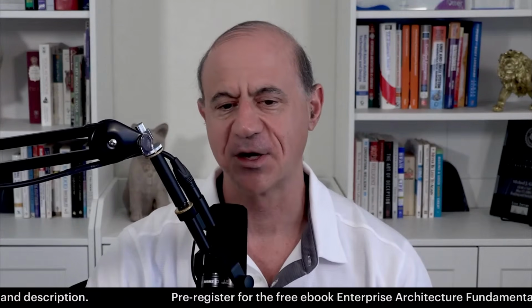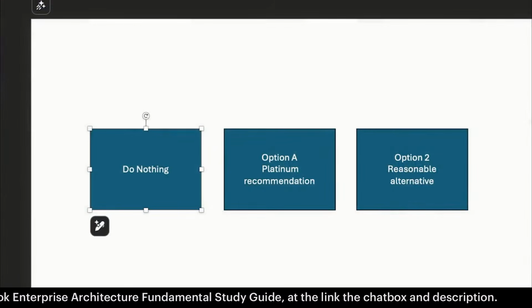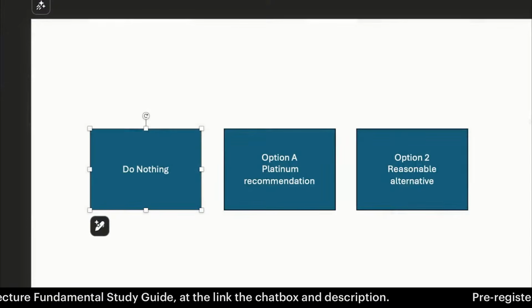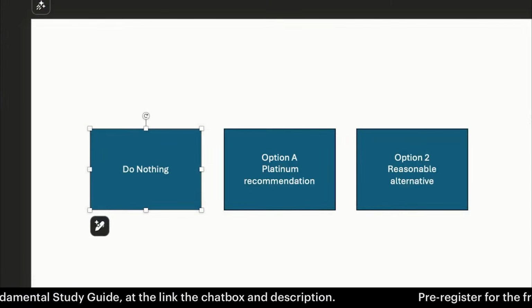So when you look at that, now obviously there's going to be various trade-offs of each of these approaches, but you see what our options are. We know what our options are, and we have to map that out. So we've got an option to say do nothing, and an option of the platinum recommendation or a reasonable alternative. But that's realistically speaking what we're talking about.